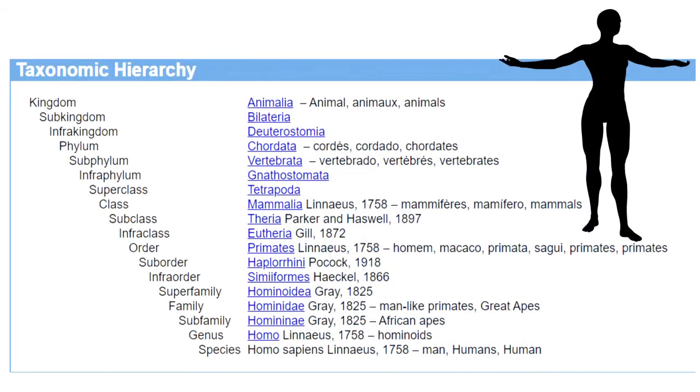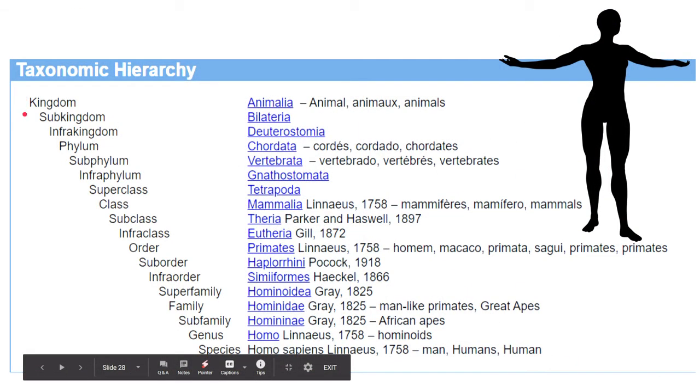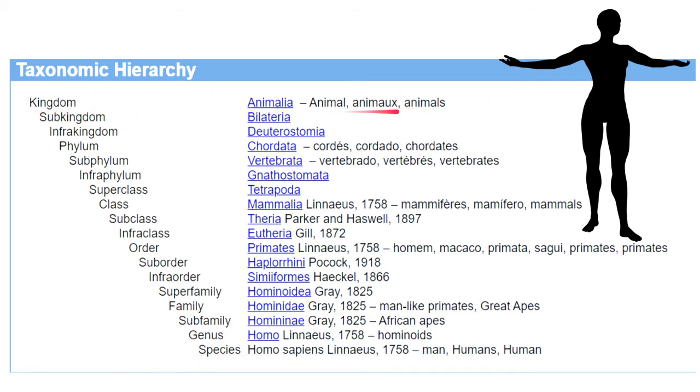How about for humans? Okay, so this is the taxonomic hierarchy of humans. We belong in domain Eukarya and kingdom Animalia. So we are animals, okay? There's no other kingdom for us to be placed in. Followed by subkingdom Bilateria, Deuterostomia, phylum Chordata, okay? So we have a backbone. Subphylum Vertebrata, infraphylum Gnathostomata, superclass Tetrapoda, class Mammalia, okay? So these are mammals. We have hair or fur, and then we have mammary glands.